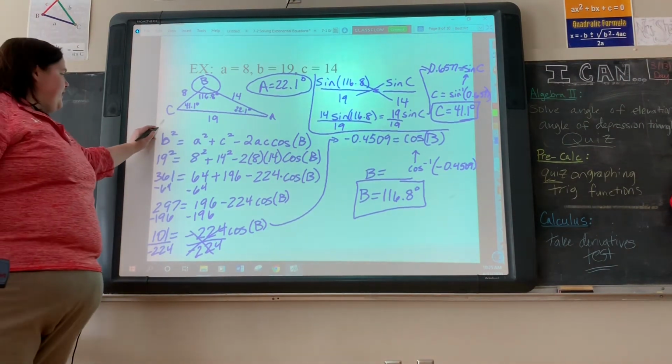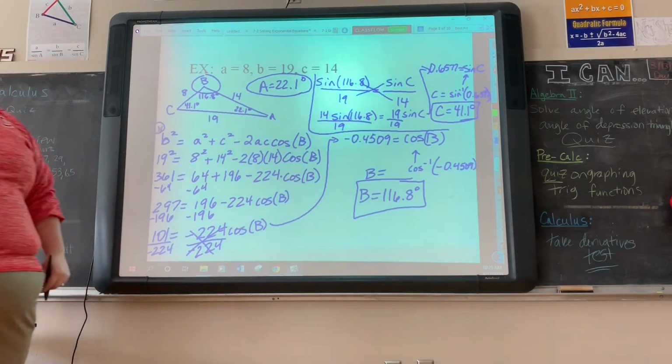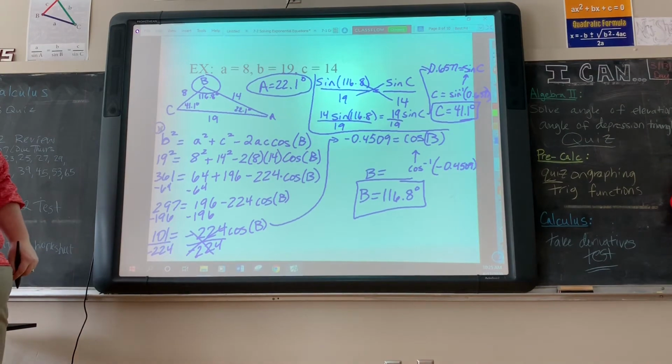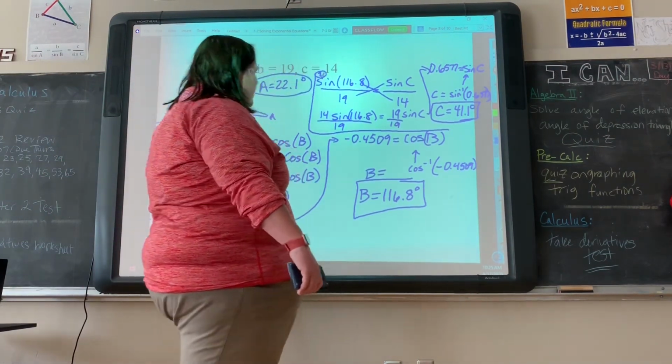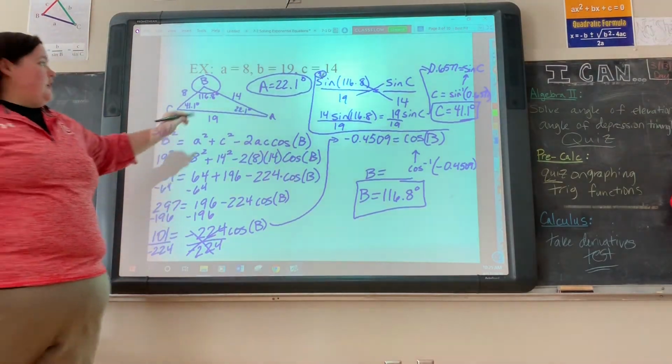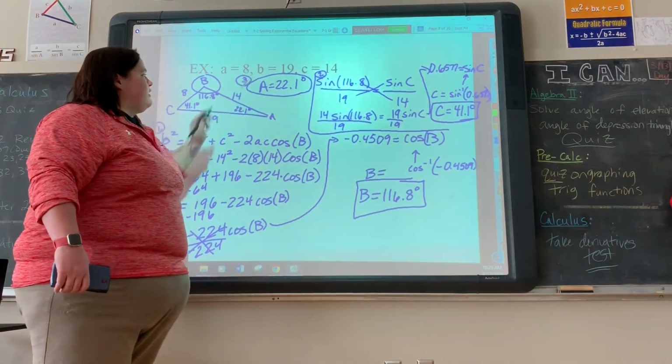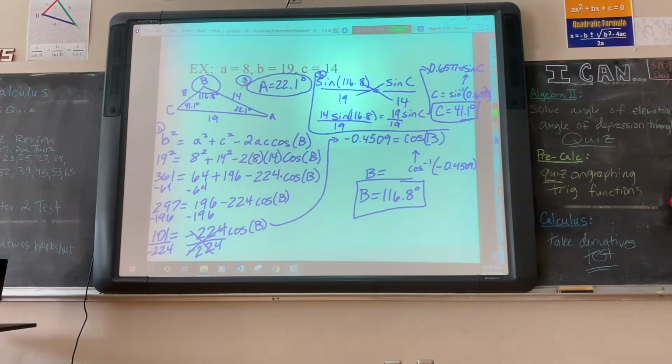So at first I found angle B using law of cosines. Second, I found angle C using law of sines. And then third, I found angle A. So again, once you know those 2 angles, you can find the third angle with a little bit of subtraction.